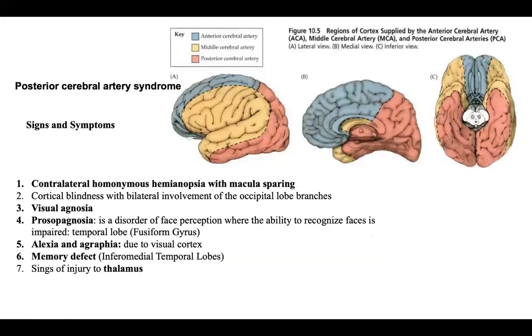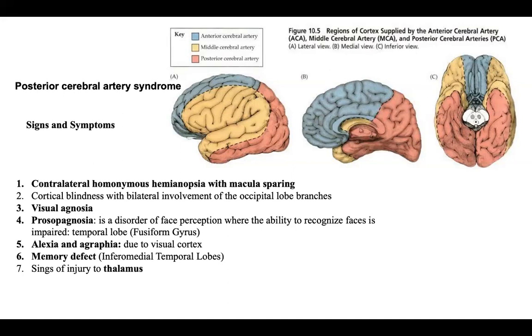And you will have a memory defect because of temporal lobe involvement, the inferomedial part of the temporal lobe. And you will have signs of injury to the thalamus. I will not go in details. They will most likely be sensory deficits, but I will not go in detail because this will be part of the basal ganglia that you will cover after your midterm. So don't worry about it for now. But no, there are perforating branches that reach the thalamus. And so if there is a posterior cerebral artery problem, you will have a thalamus problem.